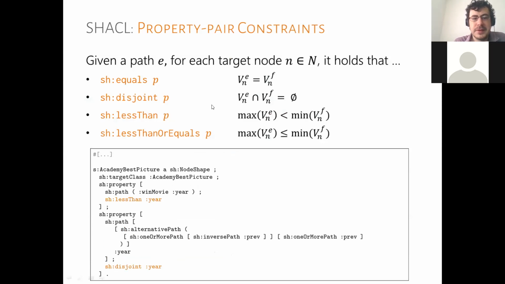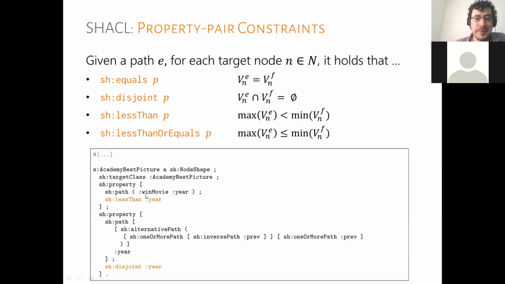value. So we can also relate values based on a property pair constraint. This means, for example, that we can say that two properties must have the same value, or two properties cannot have the same value, or one property must have strictly lower values than another property, or that one property must have lower or equal values than the values for another property. So for example, when we're defining Academy Best Picture, we could say that the year of the movie must be less than the year of the award.